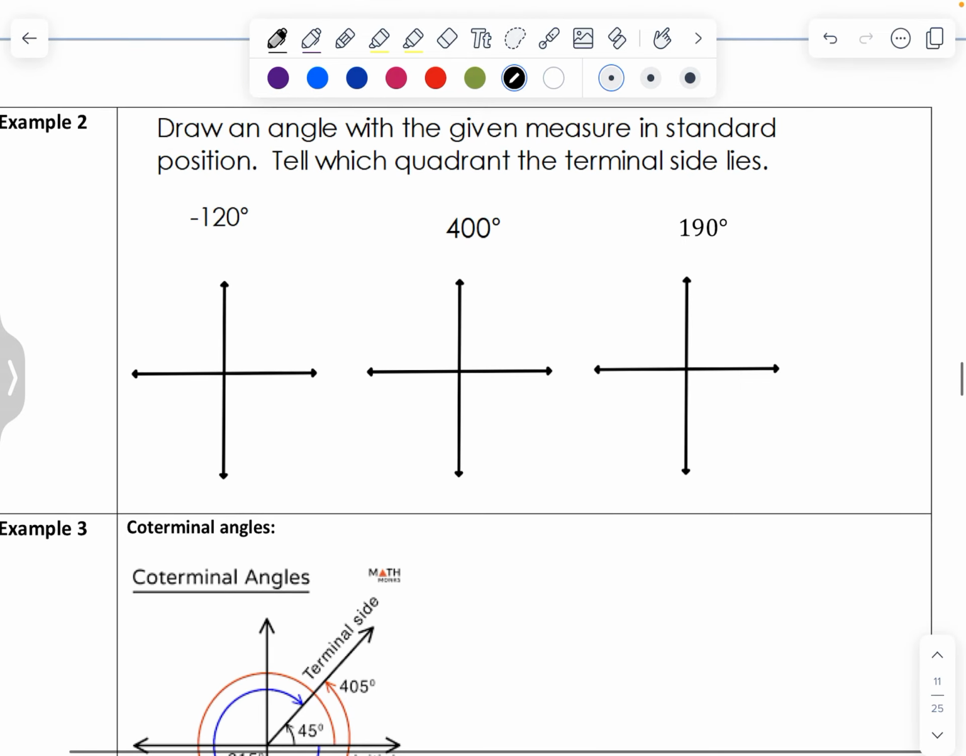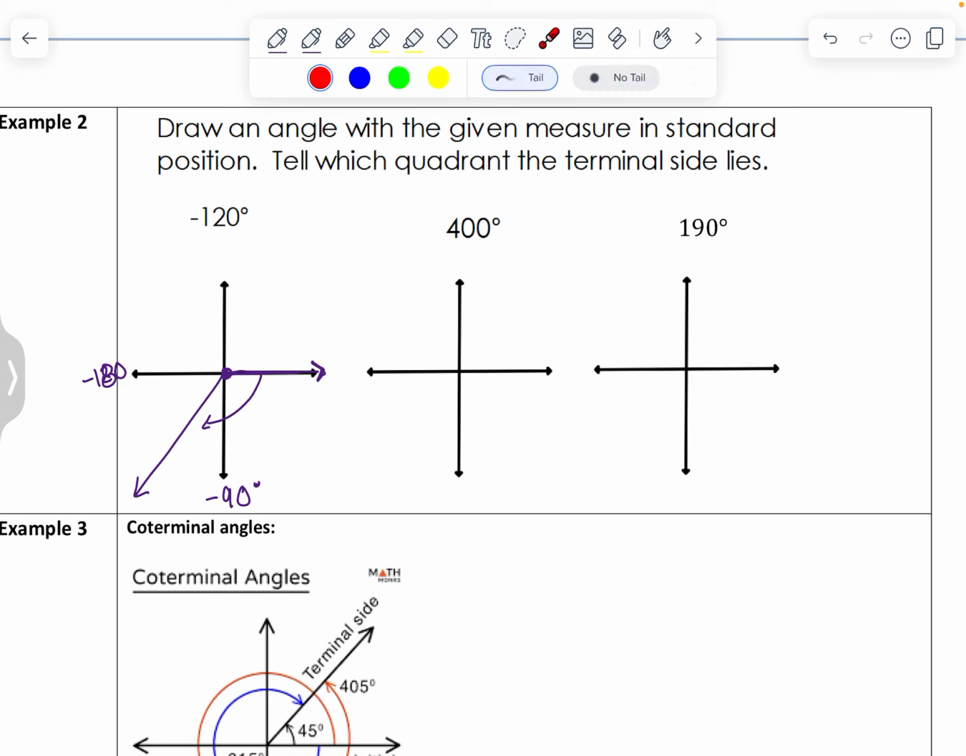Let's practice measuring some angles. If I want to draw negative 120 degrees, I start at the positive x-axis as my initial side, and then I go in the clockwise direction. That would be negative 90, that would be negative 180. Every quadrant is 90 degrees, so negative 120 would be approximately right here. I draw this directional arrow to show which direction your angle went, and then you have your terminal side, and that represents my negative 120 degrees.